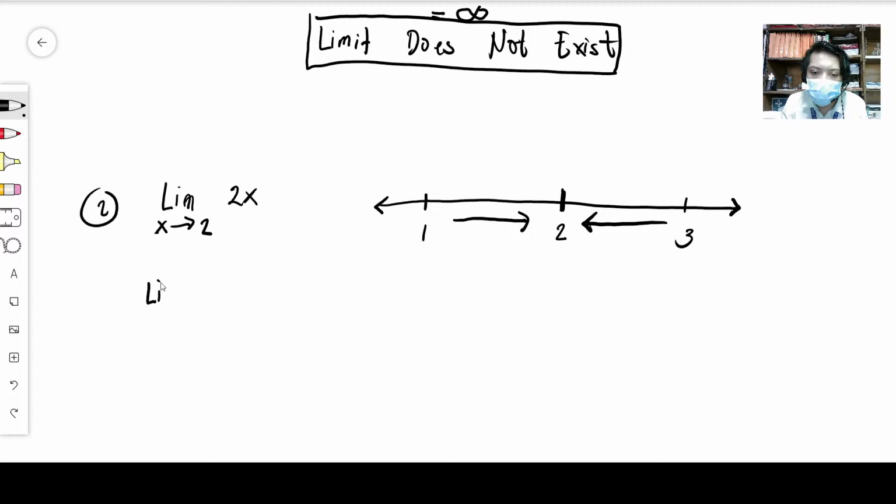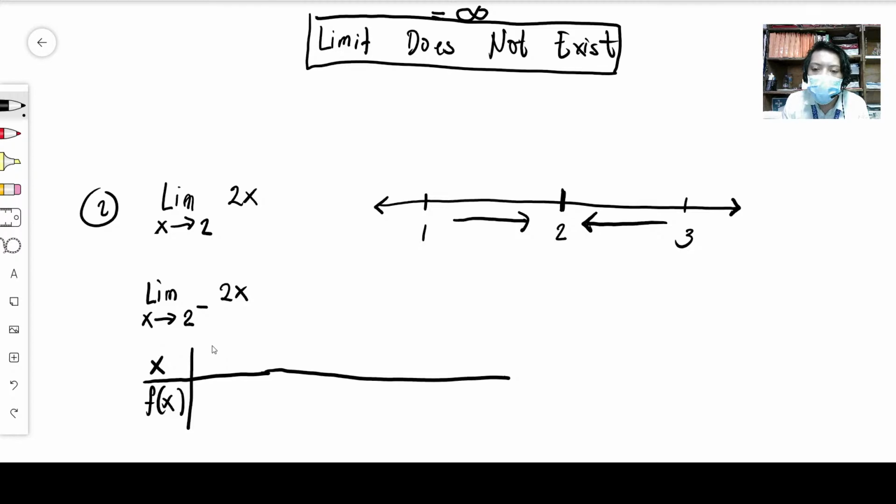So when we say the left hand limit, it is noted as the limit of the function 2x as x approaches 2 coming from the left. What does this mean, 2 coming from the left? When we construct a table of values, suppose we have a table of values here, x and, let us not use y, let us use f of x, the value of the function.